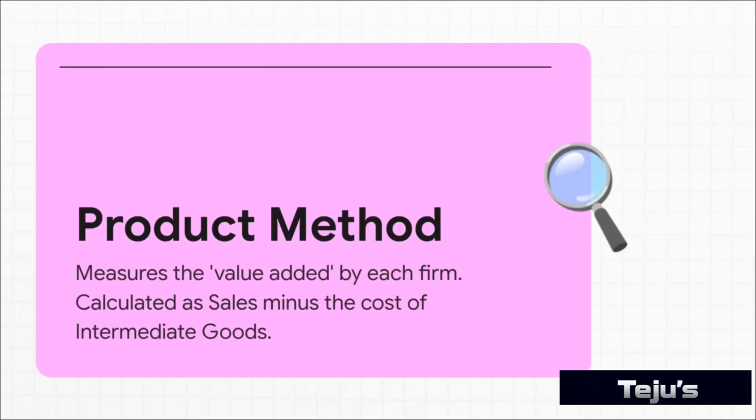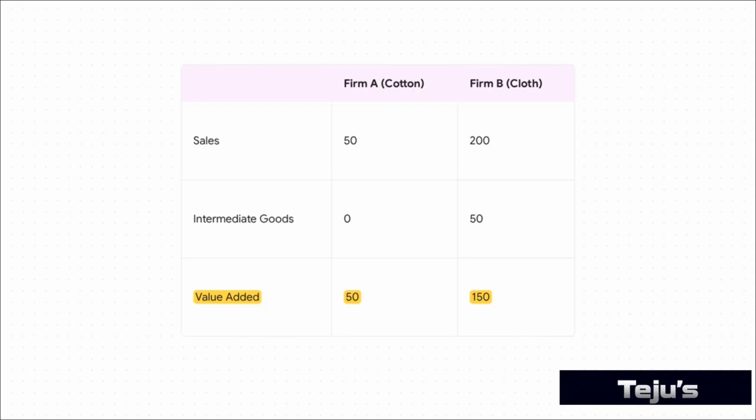So, our first detective method is the product method. The key phrase here is value added. This is so important because it's how we avoid counting the same thing twice. You just look at what a company created at its specific stage. You take its final sales and subtract the cost of the materials, the intermediate goods that it used to make its product. Let's run the numbers.